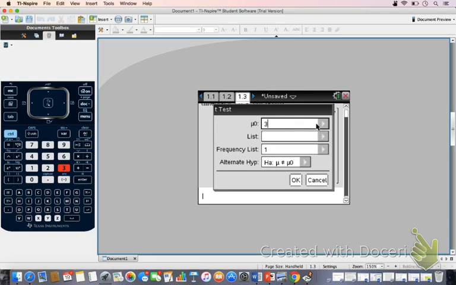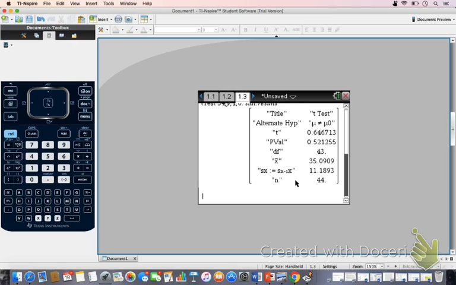Our null hypothesis is that the true mean was 34. My data is located in the Y list, so I'm going to select the Y list. And our alternative hypothesis was that the mean is not equal to our null, and so we're going to click OK. There's our p-value of 0.52 or 52% that we already found. Our t-test statistic is given, 0.6467, which we already calculated. And there's the sample mean and standard deviation again.